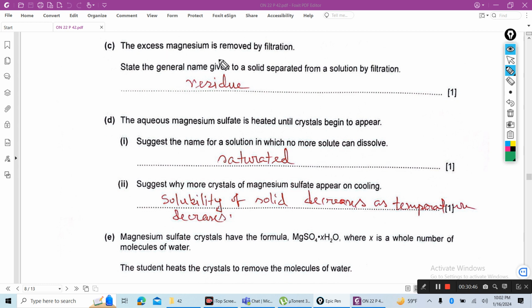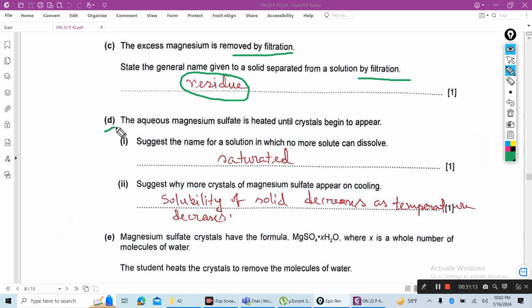The excess magnesium is removed by filtration. State the general name given a solid separated from the solution by filtration. This residue. When you filter something, the solid substance is known as residue and liquid substance is known as filtrate.